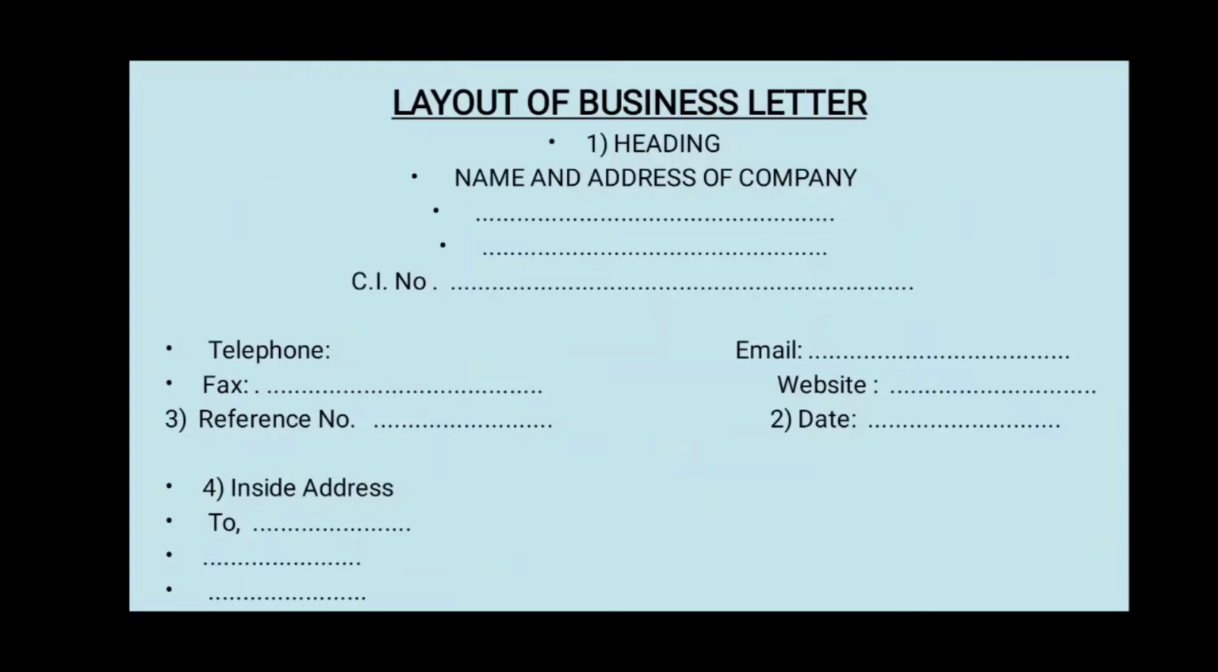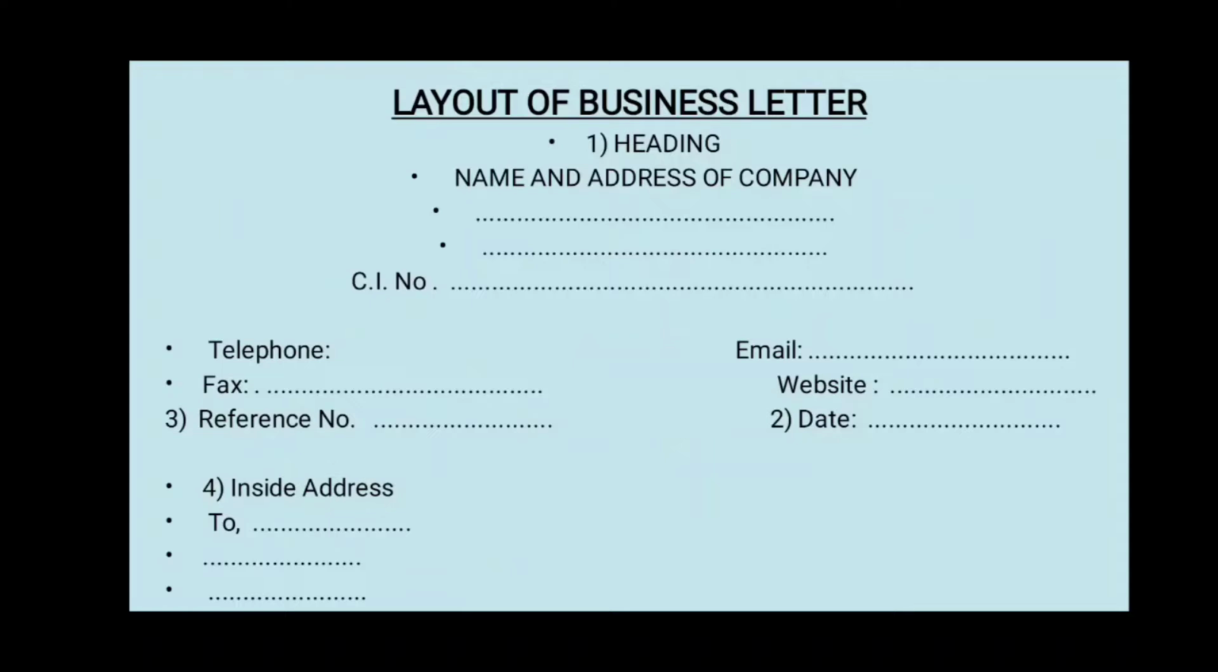Then, next, date. It is very important. Date is written on the right hand side of the letter just below the heading. Date includes date, month and year on which letter is typed. Letters without date are incomplete. Date is very important as letter acts as a legal evidence.